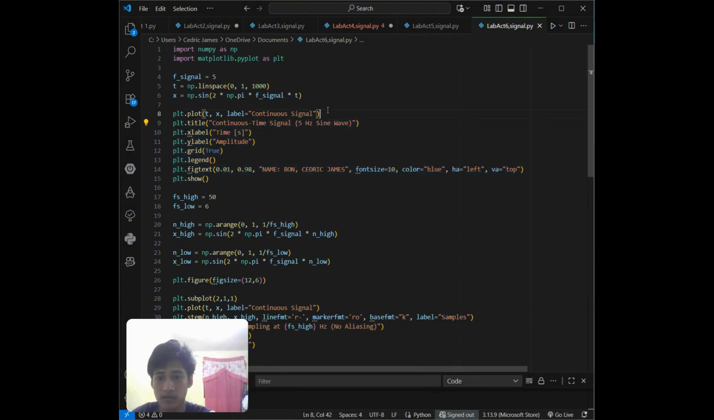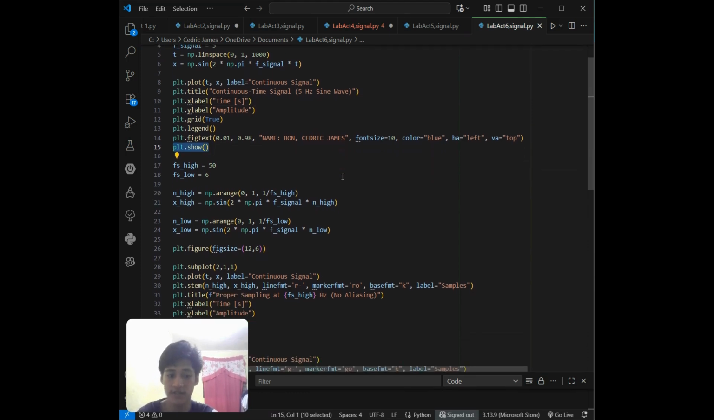So this line, plt.plot with the label continuous signal, draws the continuous sine wave. It also has the title and the label to make the plot clear and readable. The plt.figtext has these axis coordinates and my name, the font size, and the color. It writes my name on the figure at a specific position. plt.show is to display the figure on the screen.